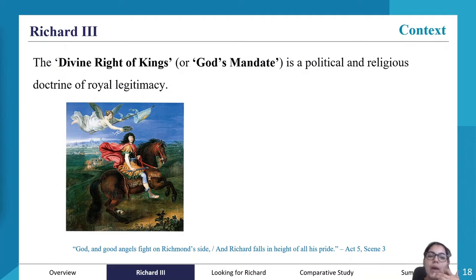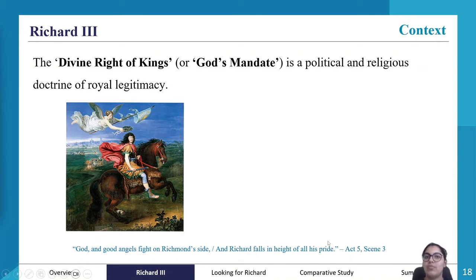So it's a political and a religious doctrine of royal legitimacy. And that quote from earlier, that God and good angels fight on Richmond's side, and Richard falls in height of all his pride. And you can see how that juxtaposes Richmond to Richard. So Richmond is supported by God, good angels, he's supported by nature, he is validated by nature, and this is a ghost saying, so it's kind of like Buckingham, he's kind of like all-knowing at this point, whereas Richard will fall in the height of his own pride.